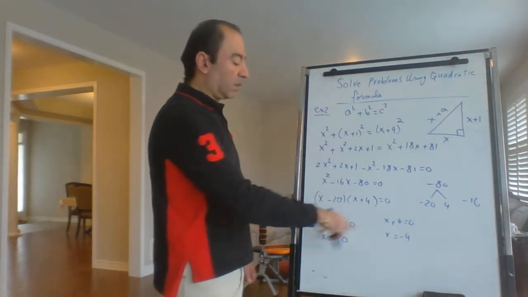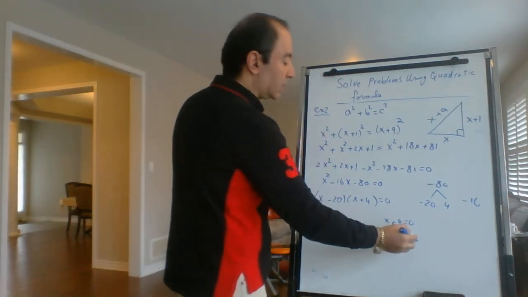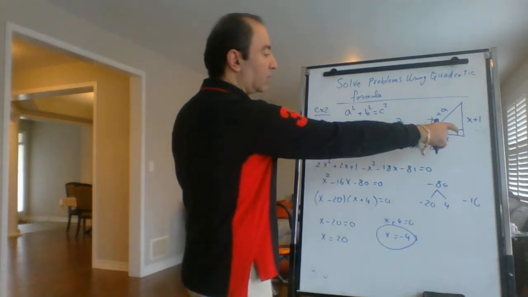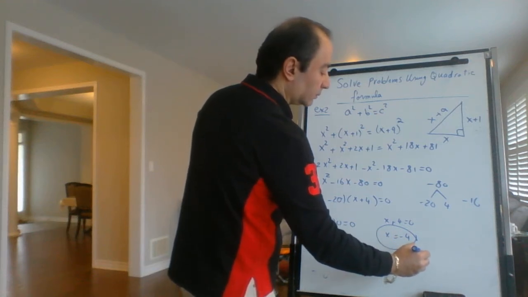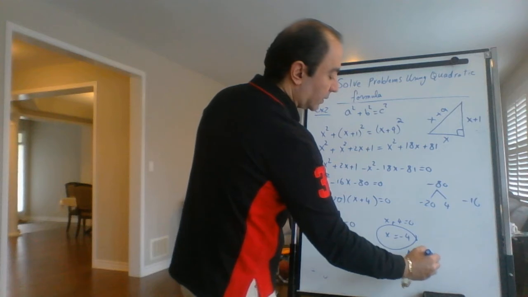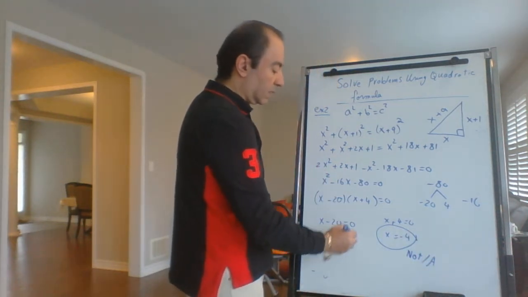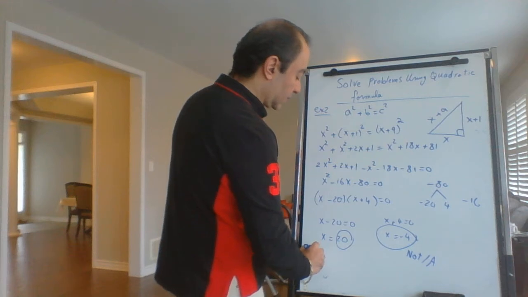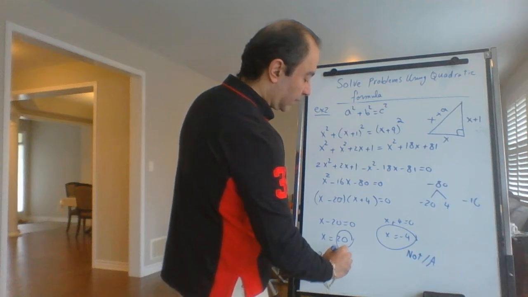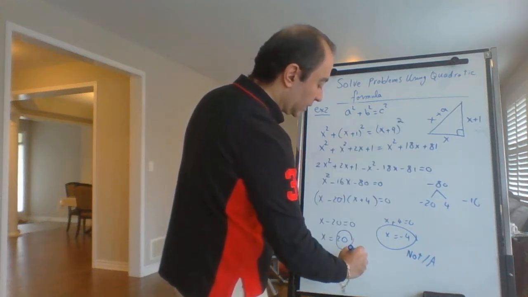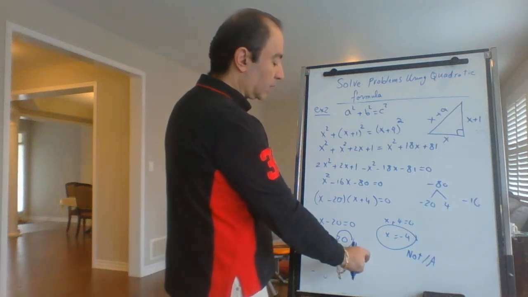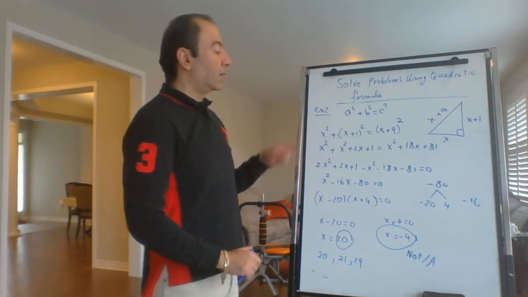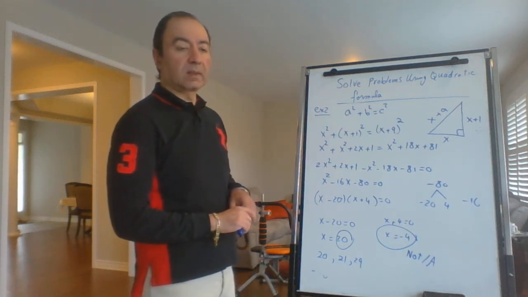Both of them are mathematically correct, but this one logically is not correct. There is no negative length. I cannot say that the length of this side is negative 4. So not acceptable. Not applicable. Okay? So the only thing that makes sense is x equals 20. And if x equals 20, the other side will be 21, and the third side is 29. And if you square the 20 and square the 21 and add them, it will give you 29 squared. Okay? So this is the second example.